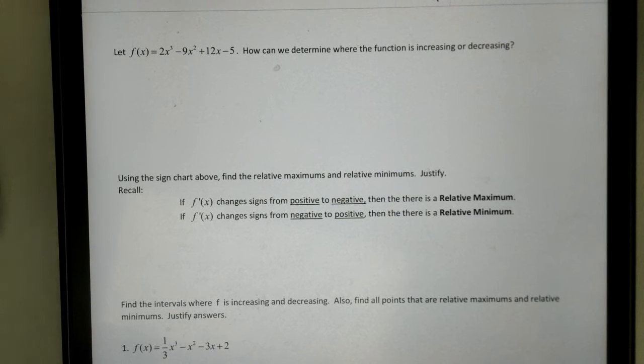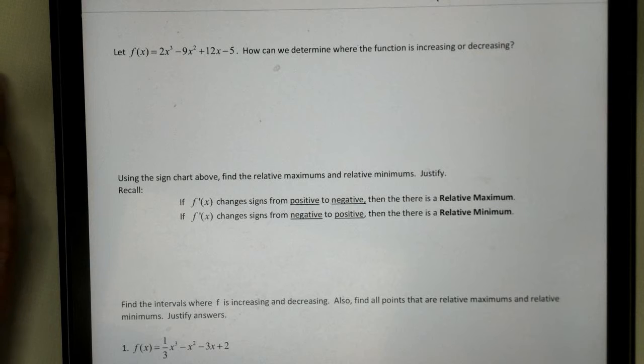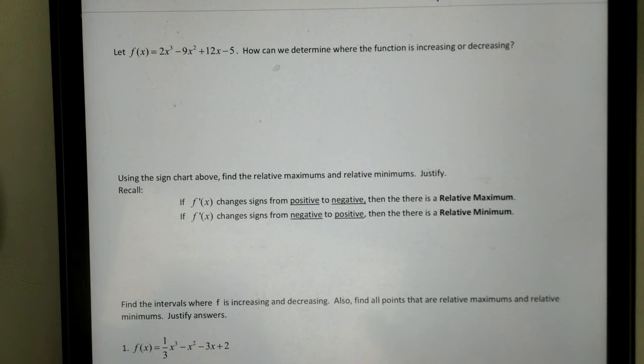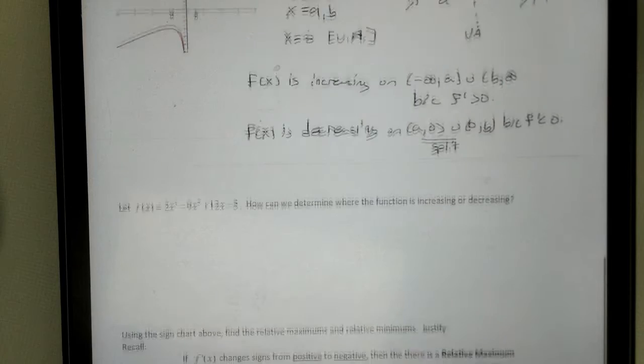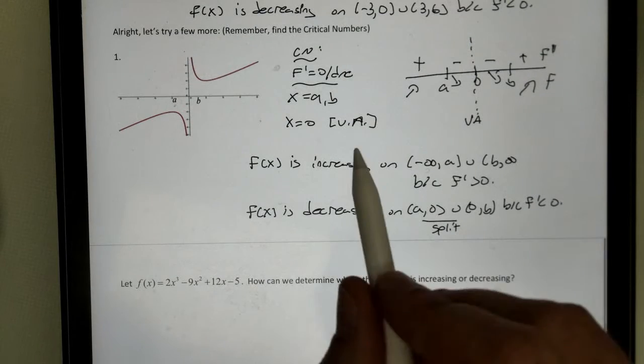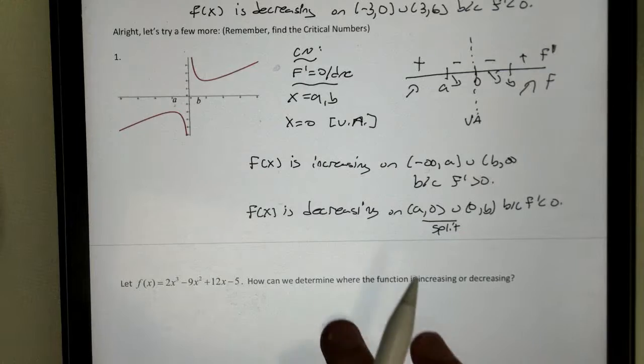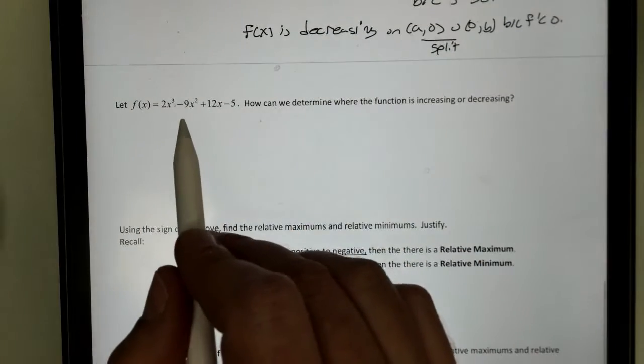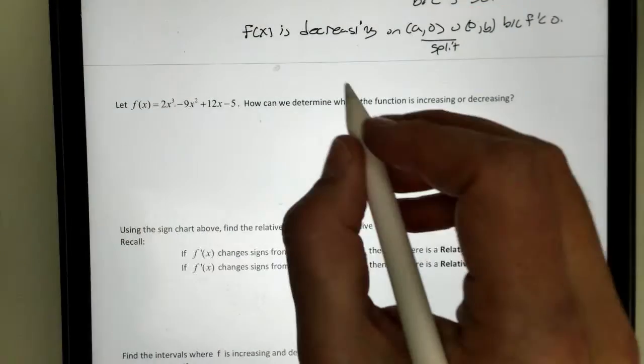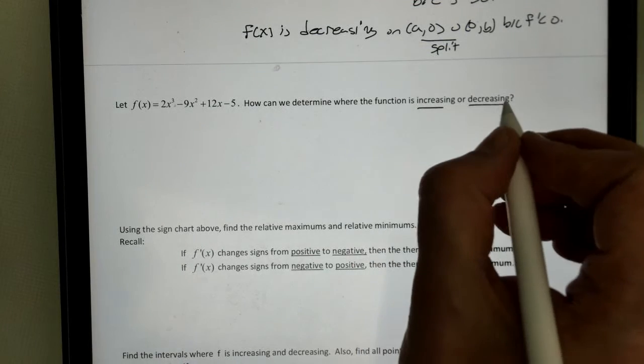Today we're going to be continuing our discussion on how we find relative maximums and minimums, or what we call the first derivative test. Beforehand, we just talked about how we can find out where a function is increasing or decreasing from looking at the graph of the function. But what if we're given the function itself and we don't look at the graph? How can we determine where a function is increasing or decreasing?